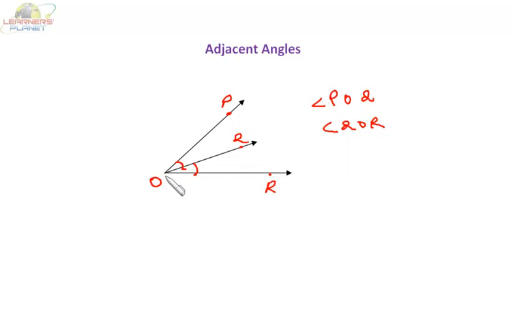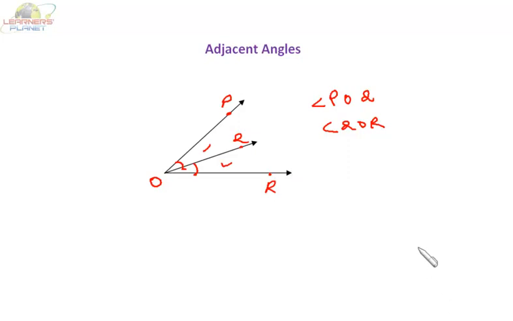Both of them have a common vertex, that is vertex O. Now angle POQ and angle QOR share a common arm, that is OQ, and they are on opposite sides of this particular ray OQ. So angle POQ is this side and angle QOR is this side. So we call them adjacent angles. In this figure, angle POQ and angle QOR are adjacent angles.